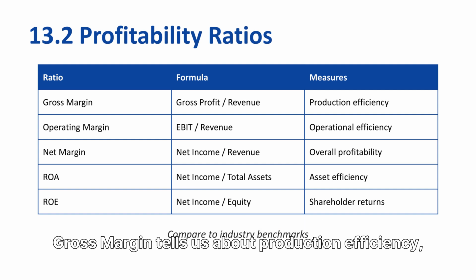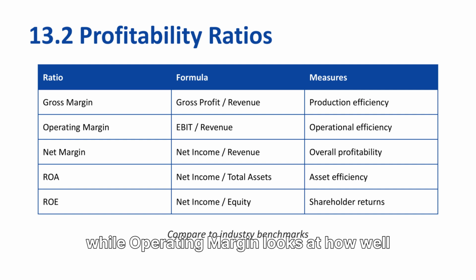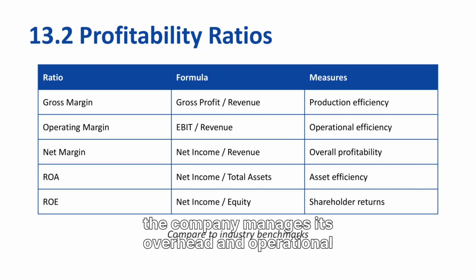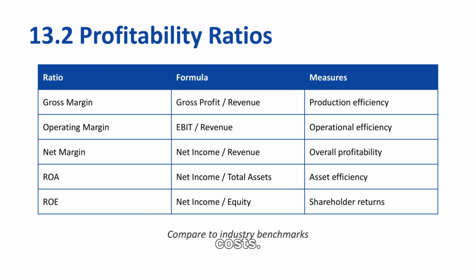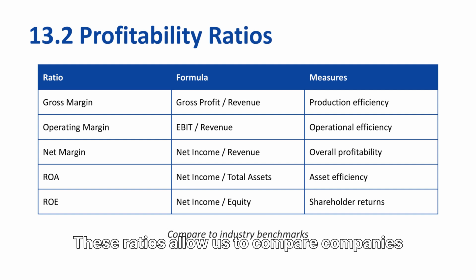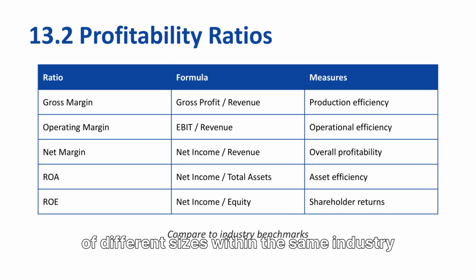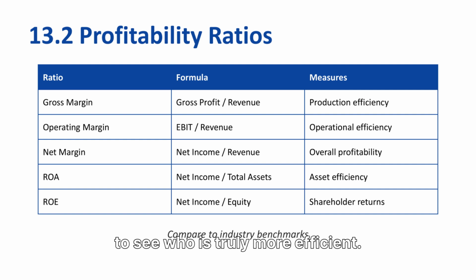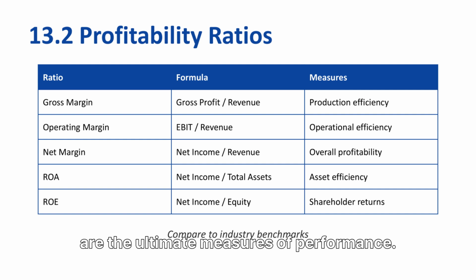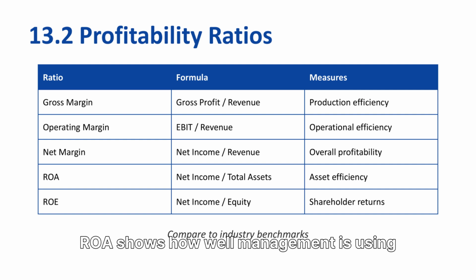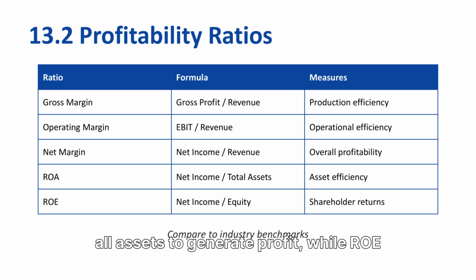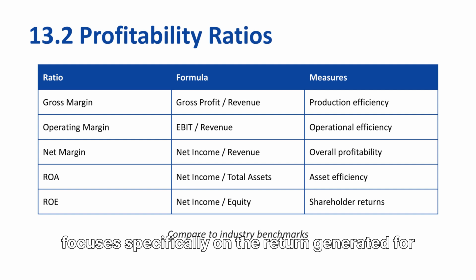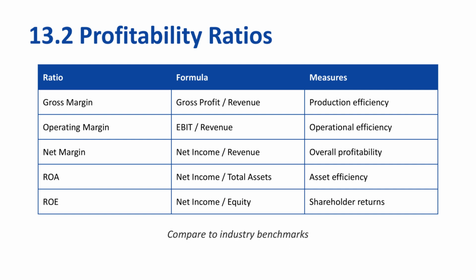Gross margin tells us about production efficiency, while operating margin looks at how well the company manages its overhead and operational costs. These ratios allow us to compare companies of different sizes within the same industry to see who is truly more efficient. Return on assets and return on equity are the ultimate measures of performance. ROA shows how well management is using all assets to generate profit, while ROE focuses specifically on the return generated for shareholders. High returns are great, but we must use a framework like DuPont to see what's actually driving them.